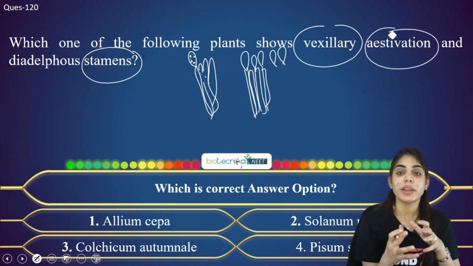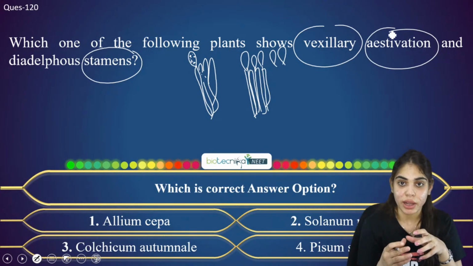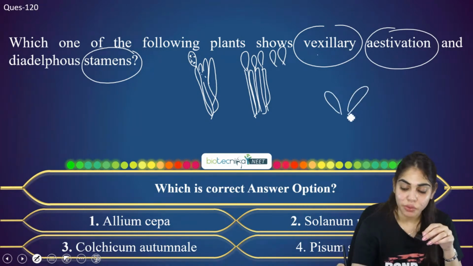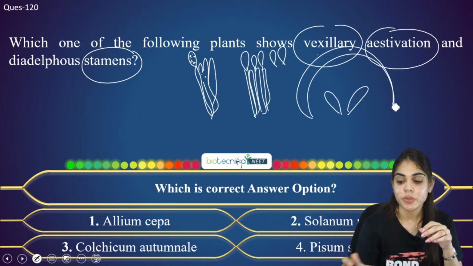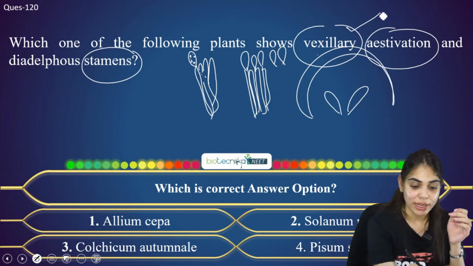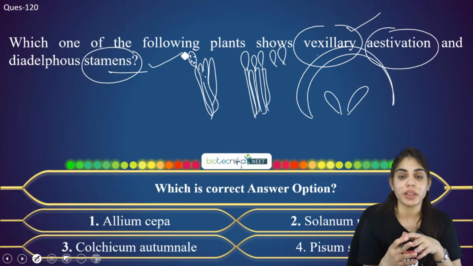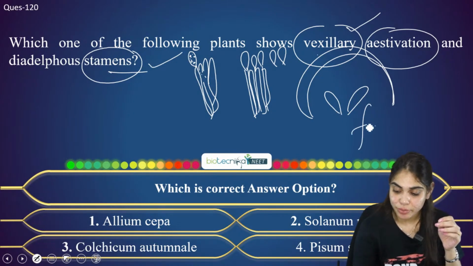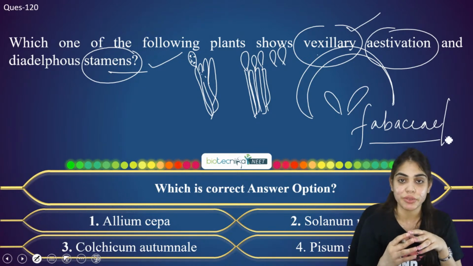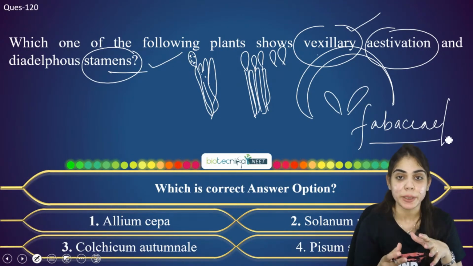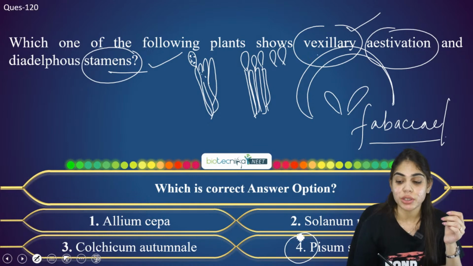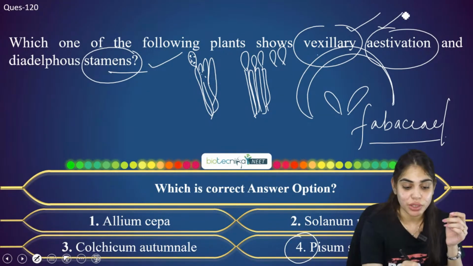What is aestivation? The arrangement of sepals and petals in a flower is what is called aestivation. And what is vexillary? When two small petals of a flower are covered by a large petal, the keel petal, that is what is called vexillary aestivation. Now, vexillary aestivation and diadelphous stamen are a characteristic of the family Fabaceae, or simply we can call it Leguminosae. Now, we all know that inside the Fabaceae we have Pisum sativum, that is garden pea, matar. So matar belongs to the Leguminosae family. So Pisum sativum is a plant which has vexillary aestivation and diadelphous stamens.